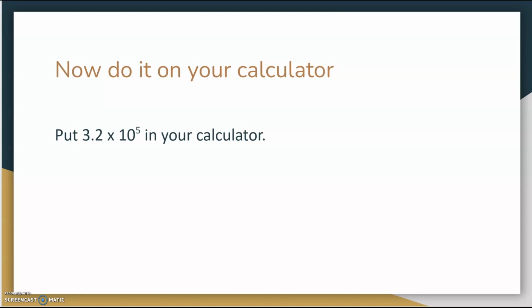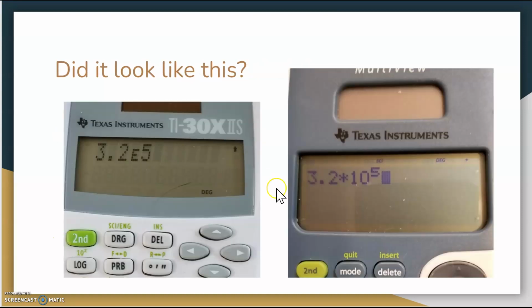Put in 3.2 times 10 to the 5th in your calculator. Then look at your calculator. If you have an EE button, it should look like this, 3.2E, and here the single capital E stands for times 10 to the 5th power. So 3.2 times 10 to the 5th. If you have a calculator that doesn't have the E button, it would look like this, 3.2 times 10 to the 5th.